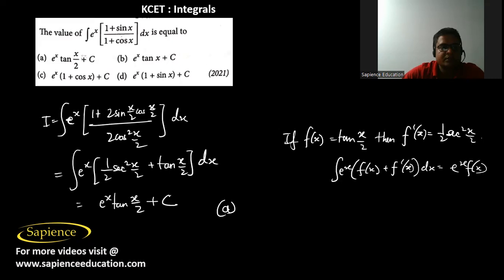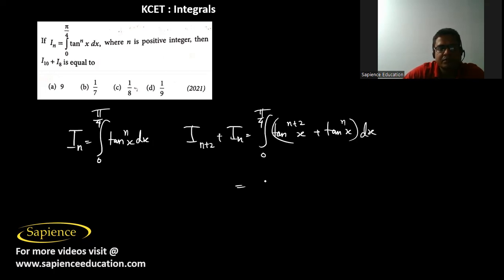So option A is the correct answer. Then here it is told that if In is the integral from 0 to pi by 4 of tan^n x dx, then I10 plus I8 is how much?